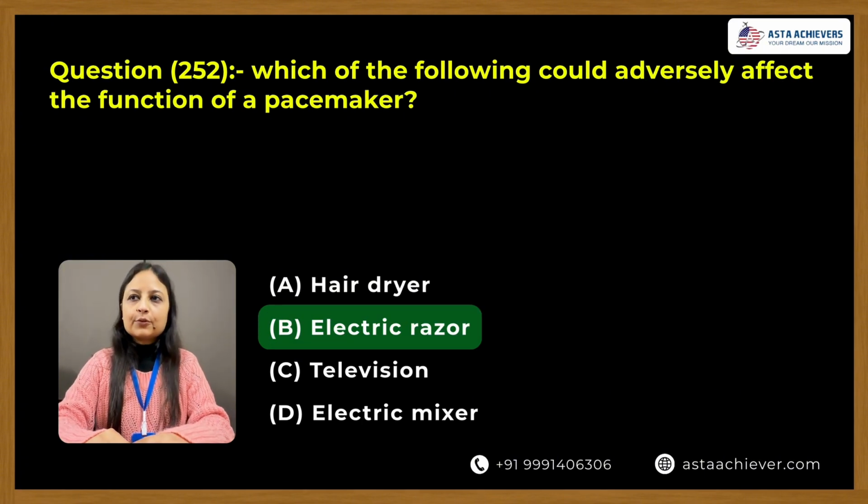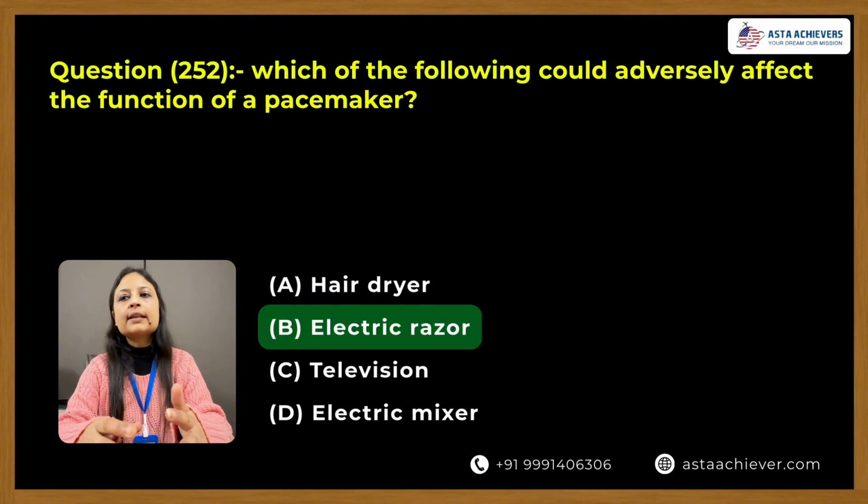Question number 252. Which of the following could adversely affect the function of a pacemaker? Option A, hair dryer. Option B, electrical razor. Option C, television. And option D, electrical mixer. So option B, electrical razor, is the correct answer.